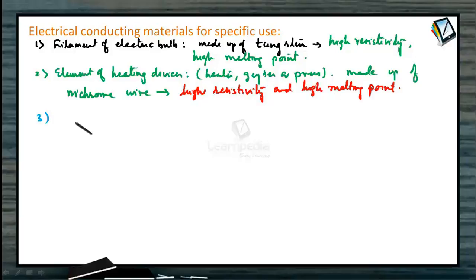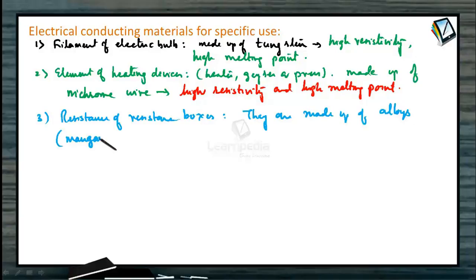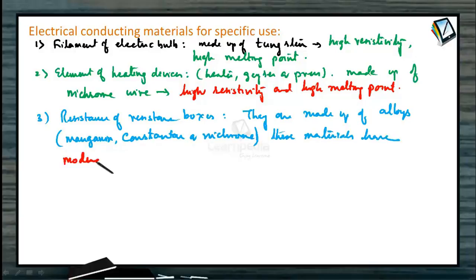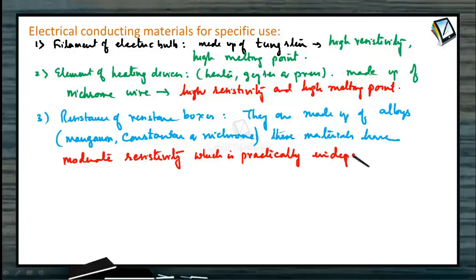Resistances of a resistance box are made up of alloys such as manganin, constantan or nichrome. These materials have moderate resistivity, which is practically independent of temperature, so that the specific value of resistance does not alter with minor change in temperature.